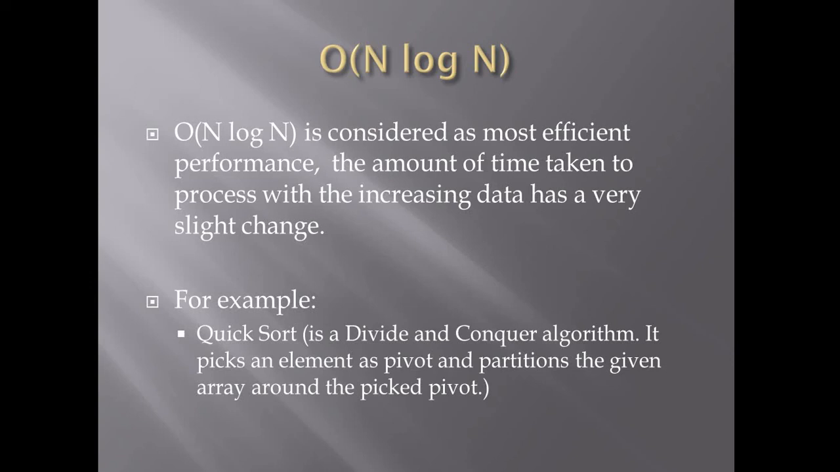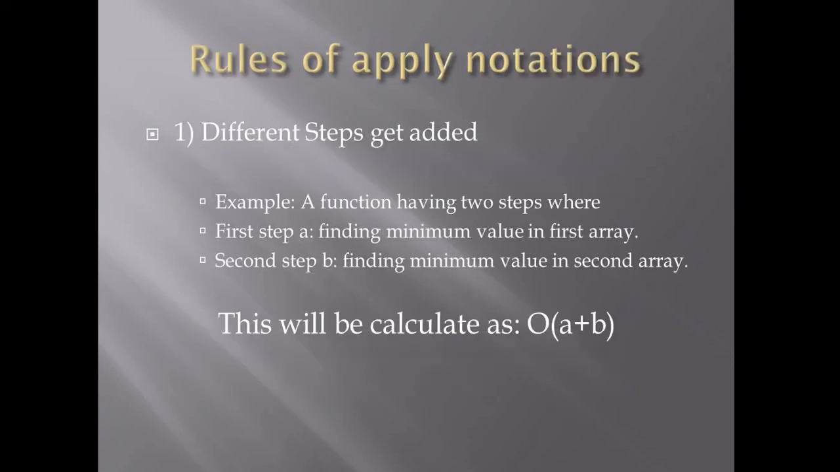Going further, I will explain the different rules that we need to apply while finding notations of a particular function. For example, if a particular function has two different steps, and these two steps have two different arrays. The first step, A, is finding a minimum value in the first array, and the second step, B, is finding a minimum value in the second array. In that case, the big O notation would be O of A plus B, because you see there are two different sets of arrays, two different data types.